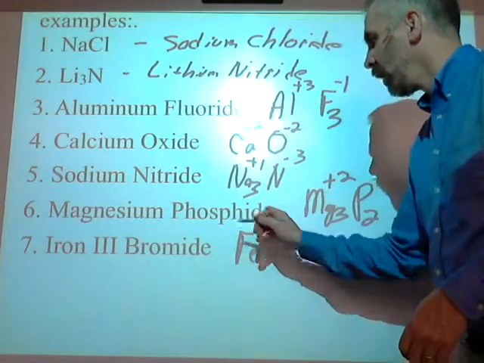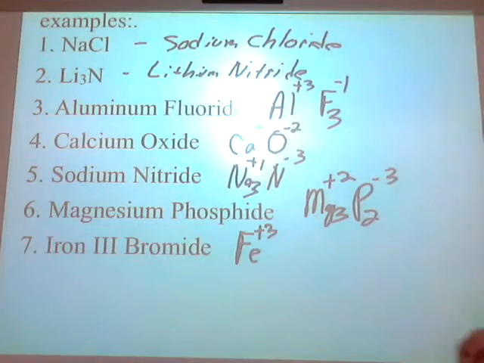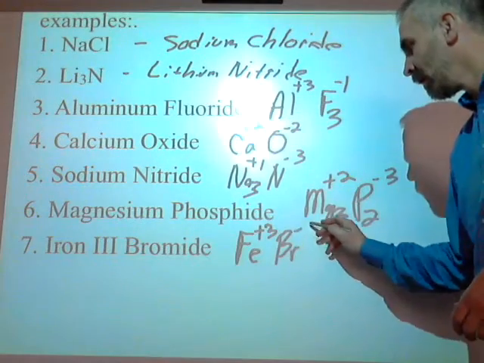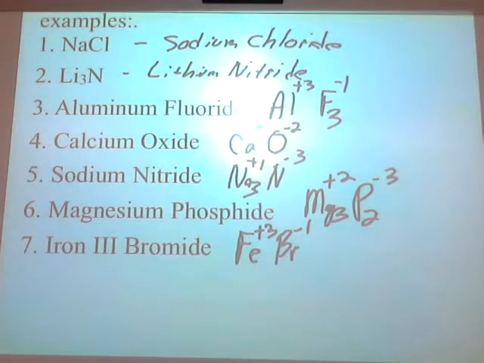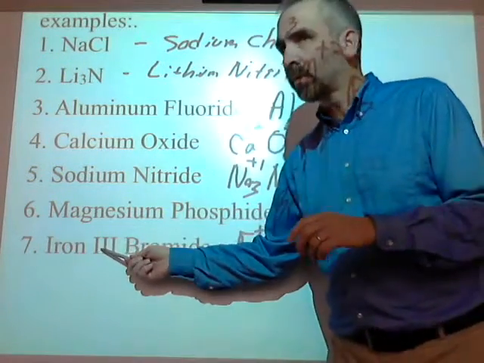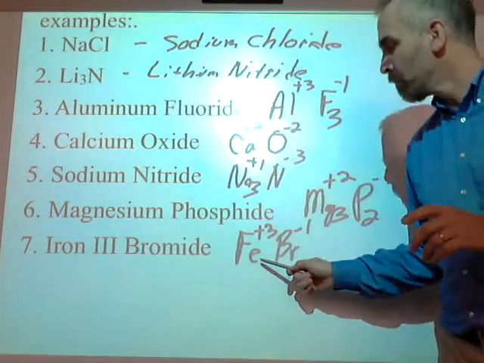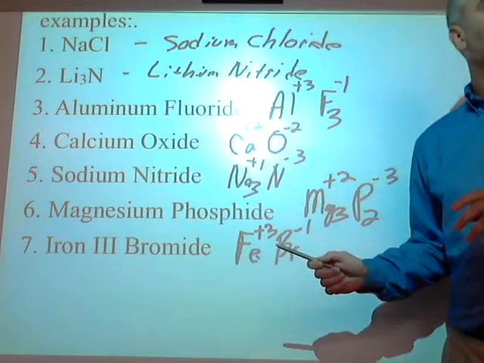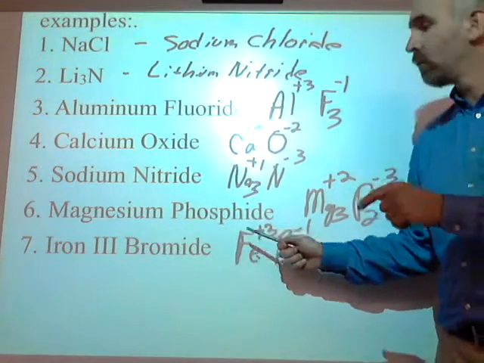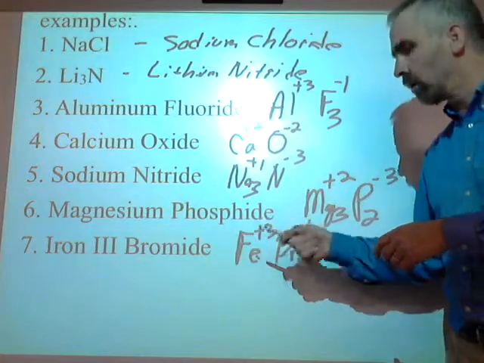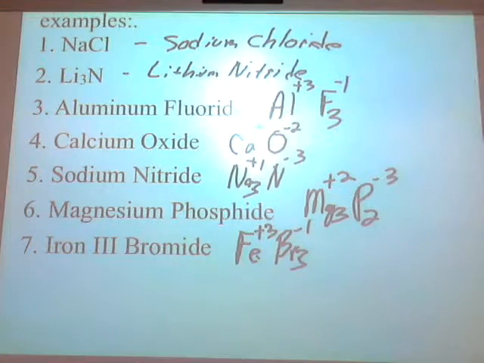And what's the charge for bromide? -1. So you're going to do 3. And so what will I need? Yeah, Br3. Now, people see that Roman numeral 3 here, and sometimes they misinterpret that to mean it's Fe3Br. That's wrong. The 3 applies to the charge of the Fe. It's FeBr3. Got it? All right.